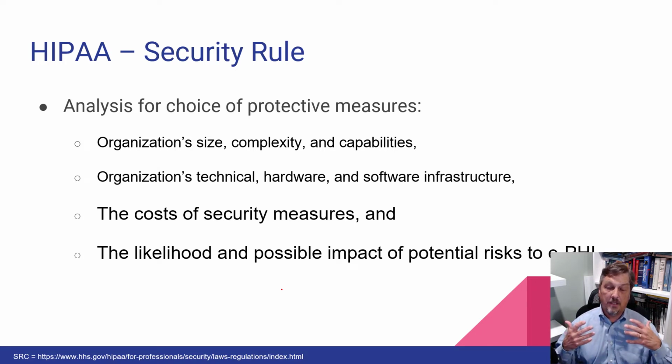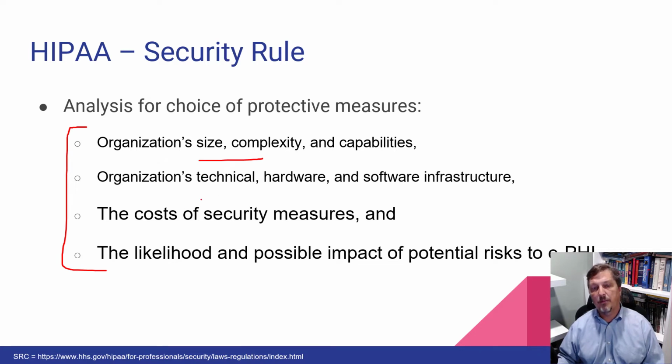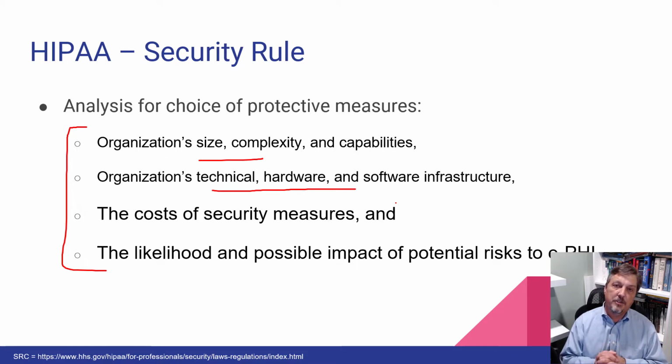So the kind of analysis the entity has to go through is really a sort of risk-benefit kind of analysis, which will be familiar from really generally any sort of risk management measurement. So what is the size, complexity, and capability of the organization? What kind of technical infrastructure does the organization have? What would be the costs of different kinds of security measures? What is the likelihood and possible impact of the risk to ePHI from different possible vectors?